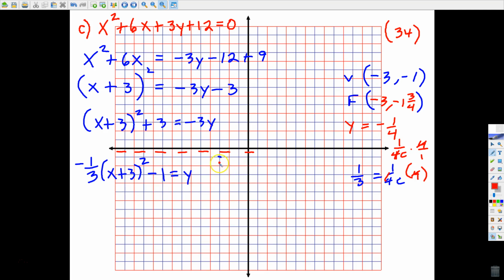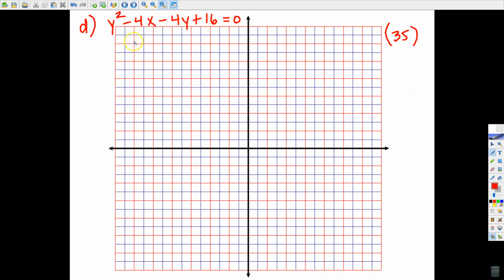And so I can move 1.5 places from the focus. Now remember, that's from the focus. 1.5, just stay on that same line as the focus is on. And I can make a dot there. That's on the parabola. And then the same thing going in the other direction. That point should also be on the parabola. And so here is my graph. Again, just the vertex and 2 other points will be sufficient. And then go ahead and plot the focus and the directrix.